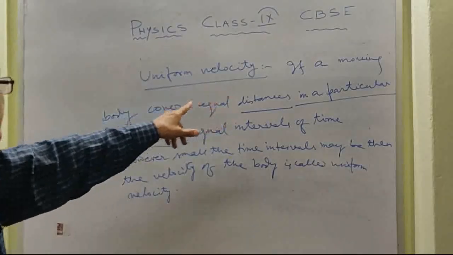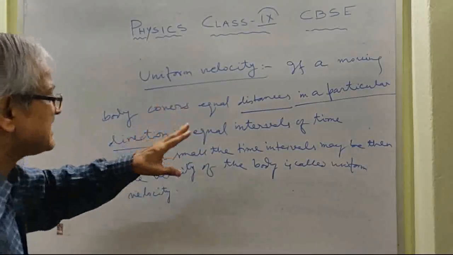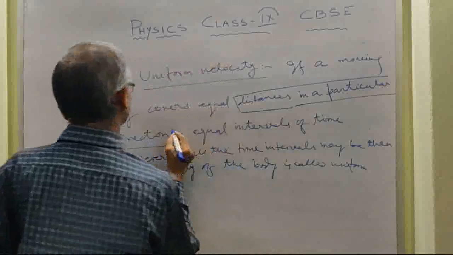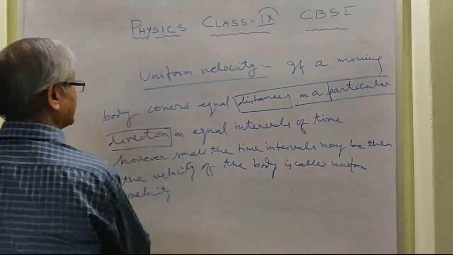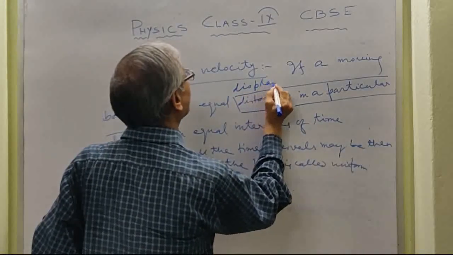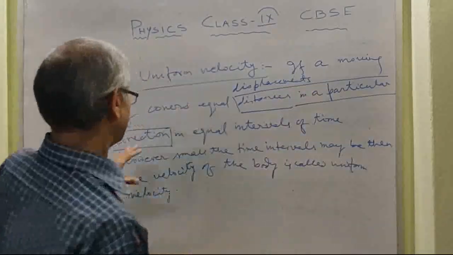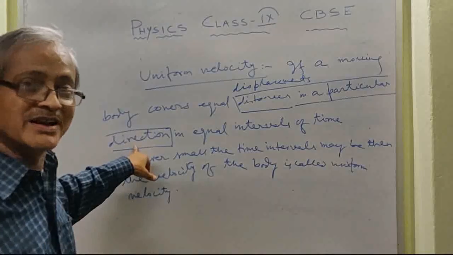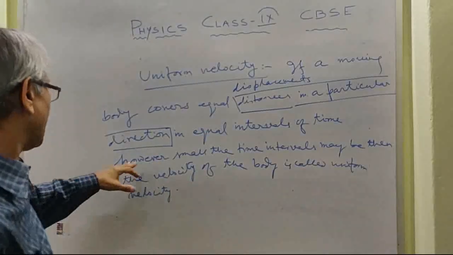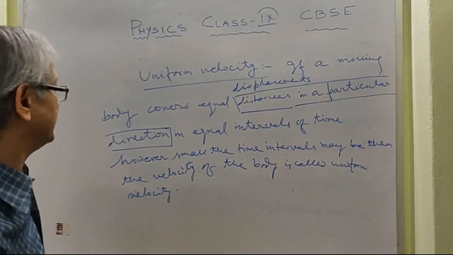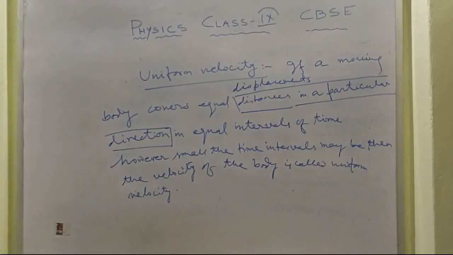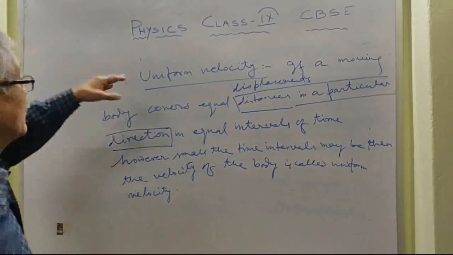Or we can write, if a moving body covers equal displacements in equal intervals of time, however small the time intervals may be, then the velocity of the body is called uniform velocity. Here no distances in a particular direction need to be written. Now we know about non-uniform velocity.